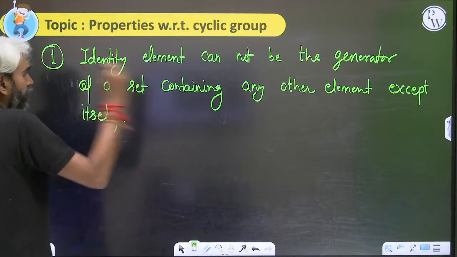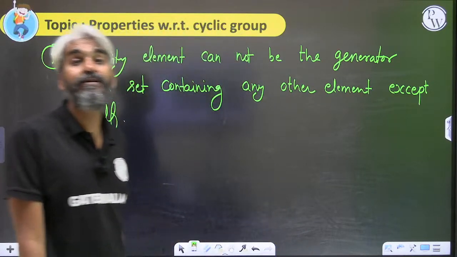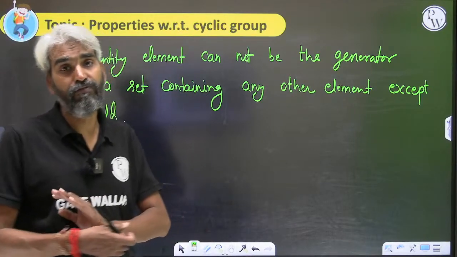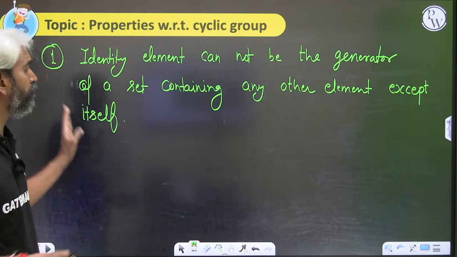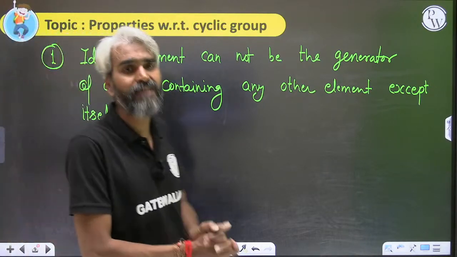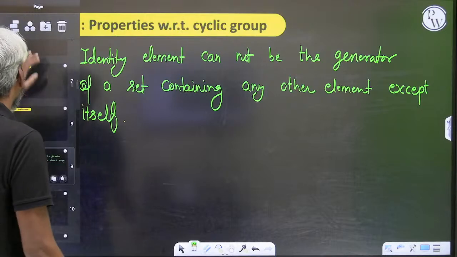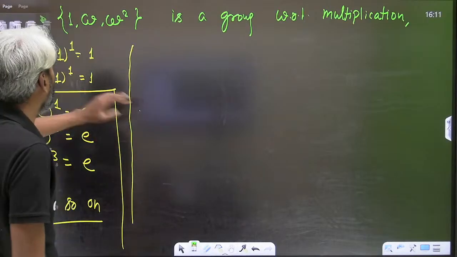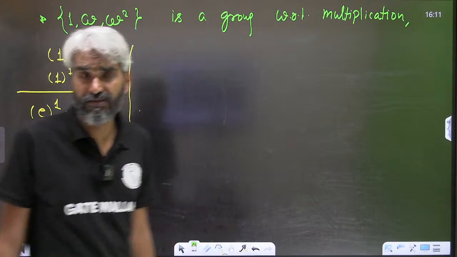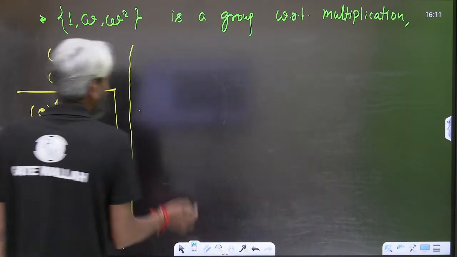But if your set contains any other element apart from the identity element, then the identity element will not be able to generate any other element of the set. Therefore, the identity element can never be the generator of a cyclic group containing any other element. Now, 1 is the identity element, therefore 1 cannot be the generator of this group. Let's look at the other elements of the set.